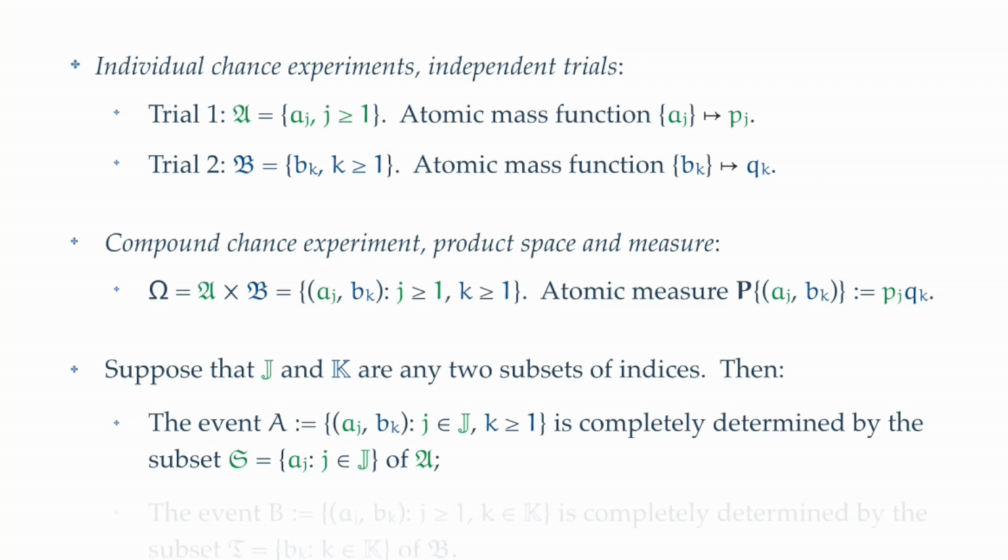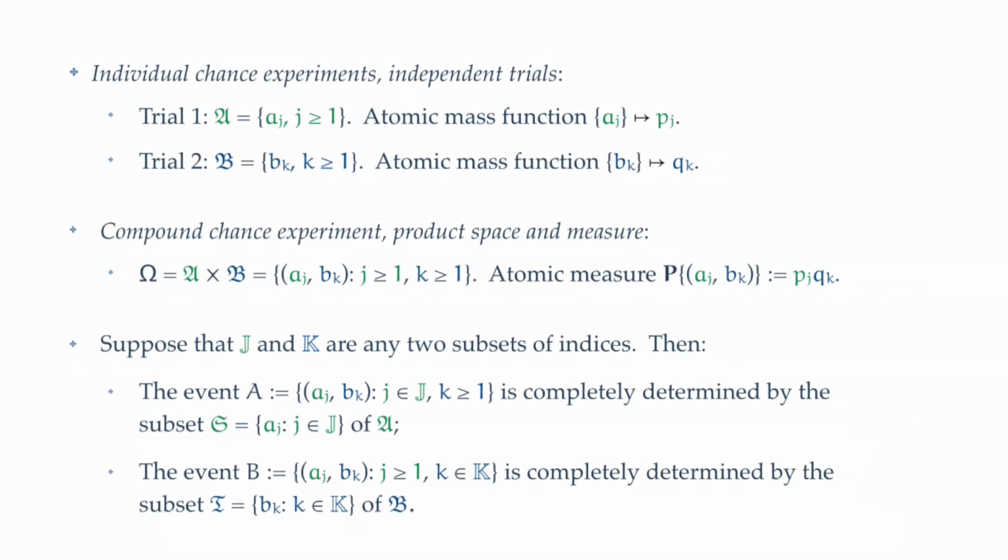Likewise, an event B, which depends only on those results identified or tagged by the blackboard K set of indices for the second trial, and does not depend upon the first trial, is a system of pairs, A sub j, B sub k, where A sub j, the result of the first trial, is completely unfettered, whereas the result, B sub k, of the second trial, is one of an identified subset of possibilities, which I've identified, let's say, by Gothic T. In a very natural sense, A depends on trial 1, B depends on trial 2.